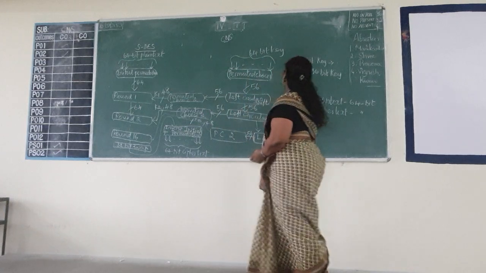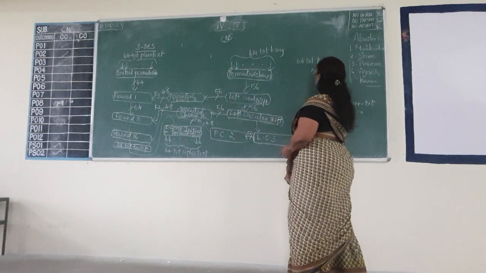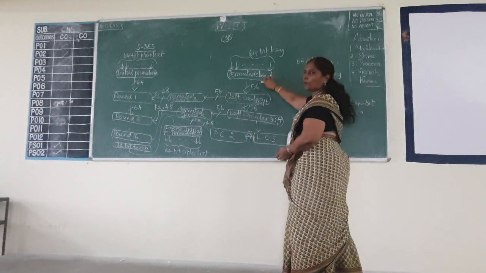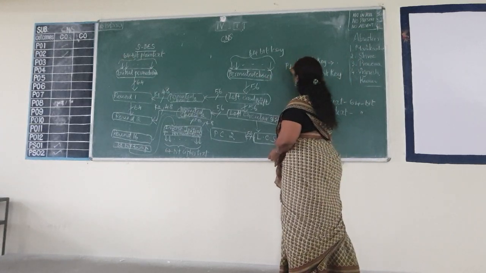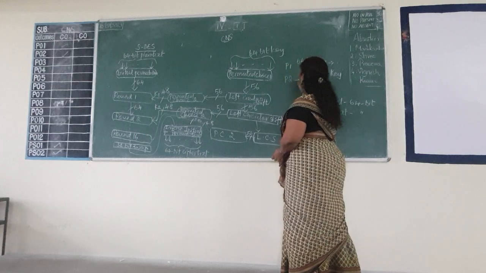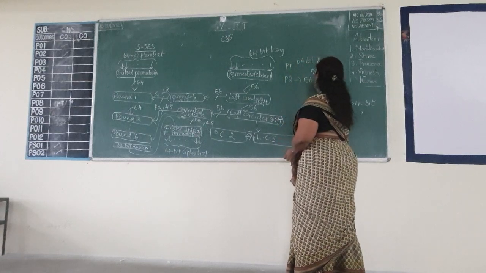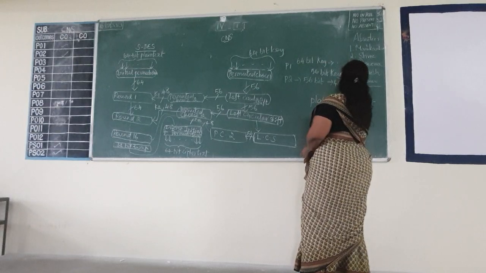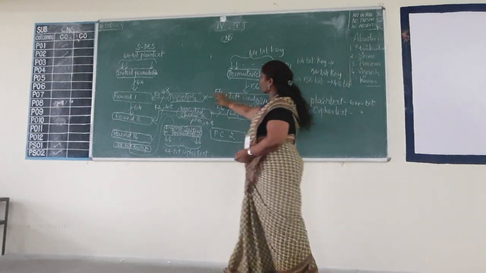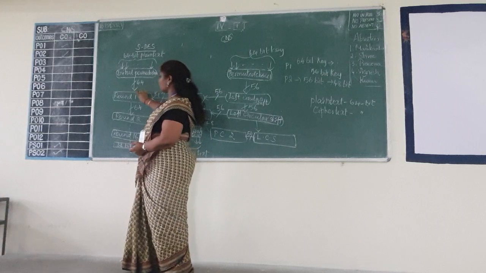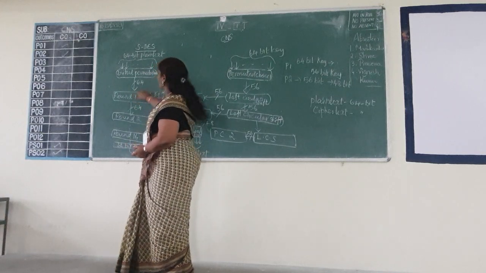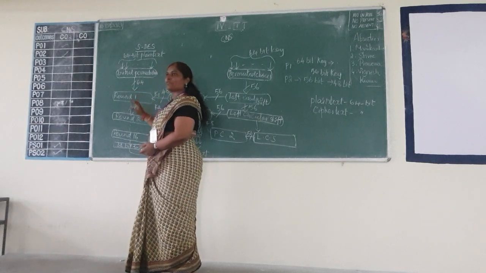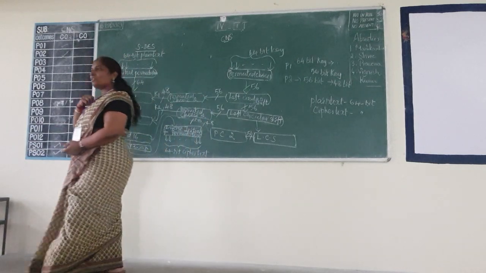Okay, so what are the things happening? The 64-bit key is converted into a 56-bit key after the first permutation, permutation 1. After the second permutation, the 56-bit key is converted into a 48-bit key. So the 48-bit key is given as input to the round function. Here it has taken 64-bit, but inside this round function, what are all the things we saw?